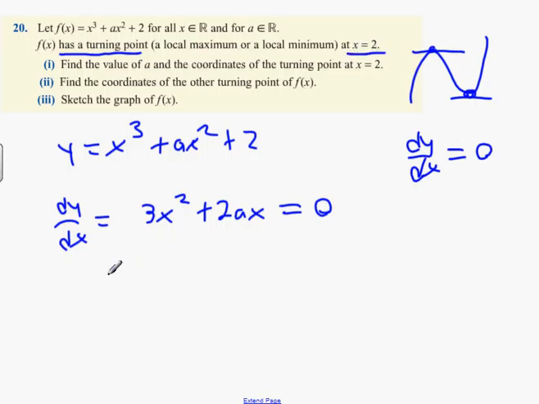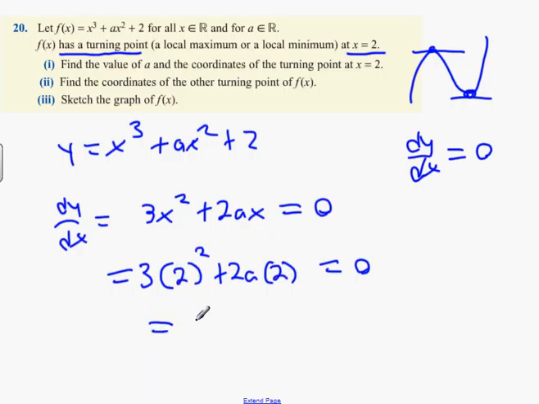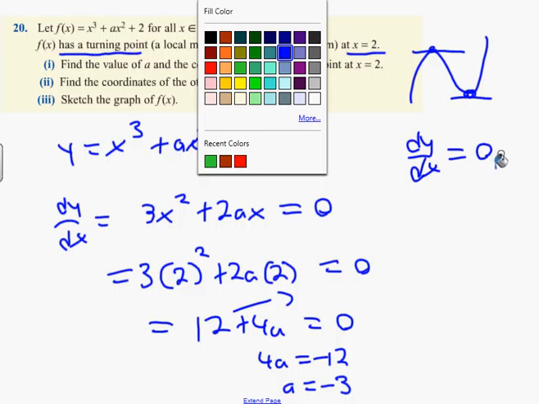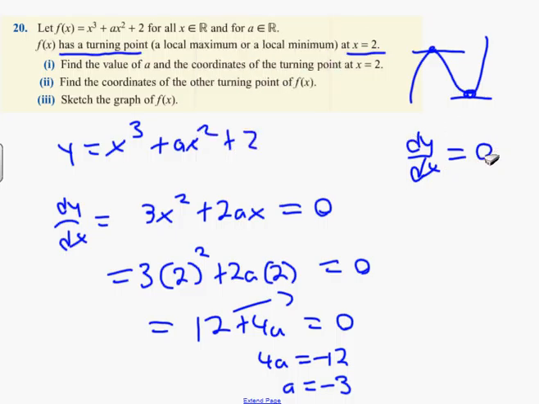So what do you think I'll do with the x in this equation? Sub it in. And it has to equal 12 plus 4a equals 0. Bring the 12 over to your side. 4a equals minus 12, a equals minus 3. You now know what the a value is. Is everybody alright with that? You know what the a value is. So look what happens now, okay?